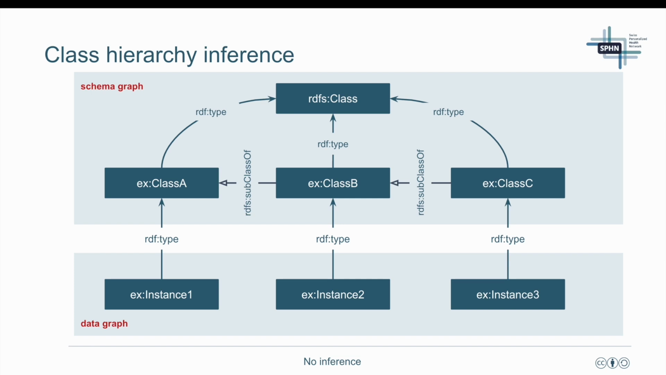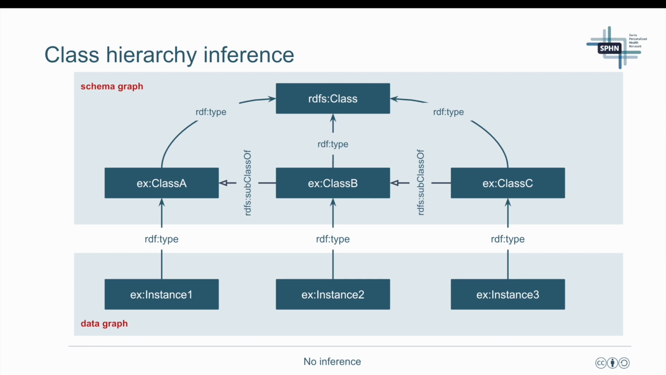Here we have two sections, the schema graph and the data graph. The schema graph is where we define the schema and the semantics. Here we are saying that class C is a subclass of class B, and class B is a subclass of class A, and all three classes are of type RDFS class. Now in the data graph, at the bottom, we have three instances where instance 1 is of type class A, instance 2 is of type class B, and instance 3 is of type class C.